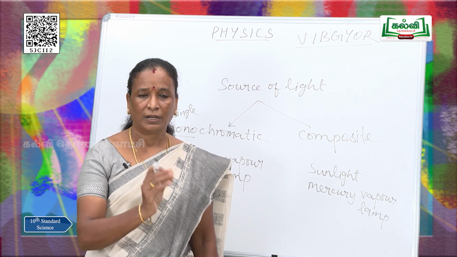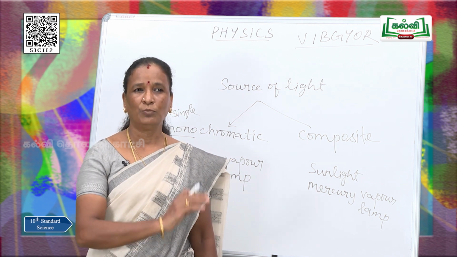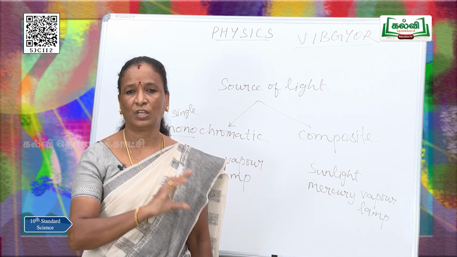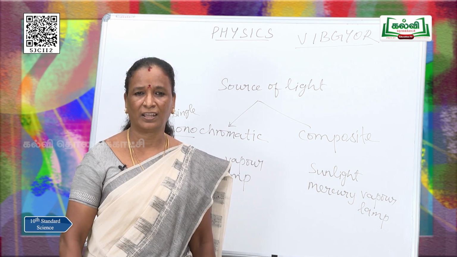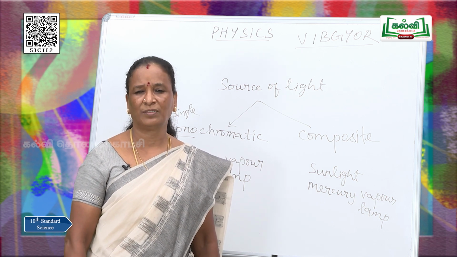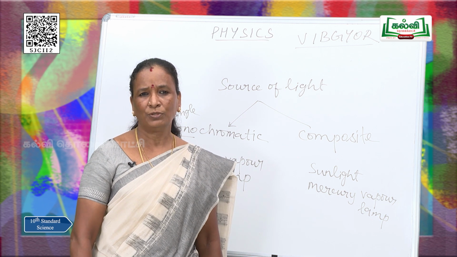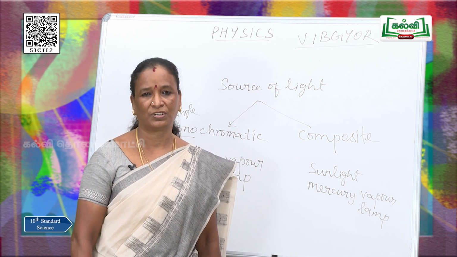For example, you might have seen a rainbow. In the rainbow, you can see the band of colors, the spectrum of colors. So, this is a very simple example for dispersion of light. Now, you understand very well about dispersion of light.